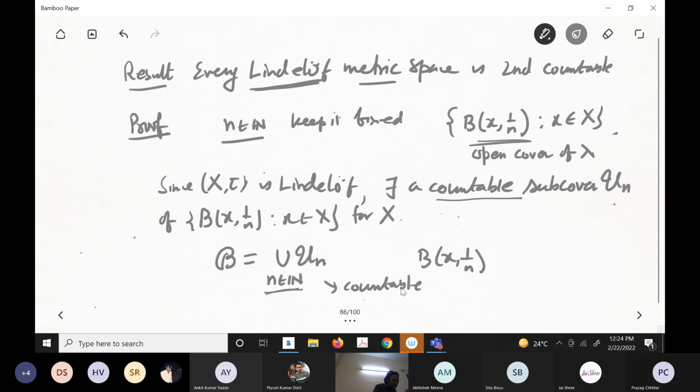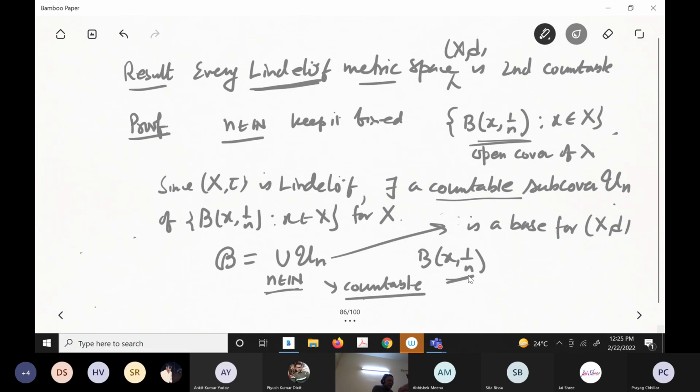Almost everything I proved. Now you'll have to show this is a base for the metric space X, so this is second countable. This is the last thing. You'll have to prove it. That should not be difficult. The way you argued for a separable metric space, that way you will be manipulating with the balls. So I am leaving it to you as an exercise. It is just two lines.